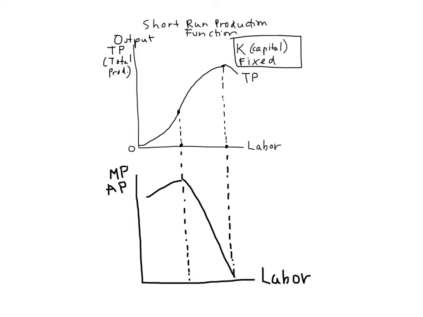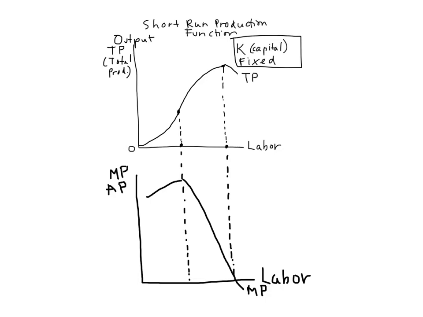And when total product reaches its maximum here, and if you went any further by inputting additional labor, total product would actually fall. That means that the marginal product crosses the x-axis and becomes negative. So we now have our whole marginal product function derived from the total product curve.